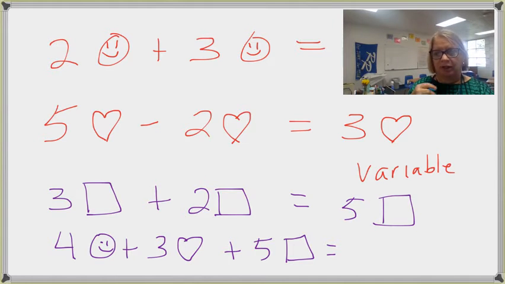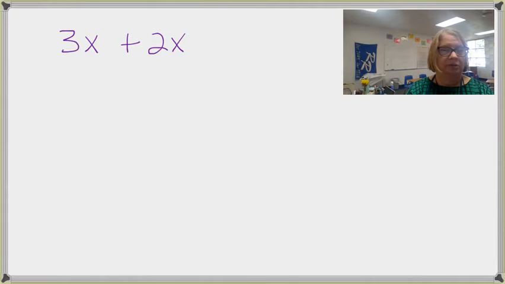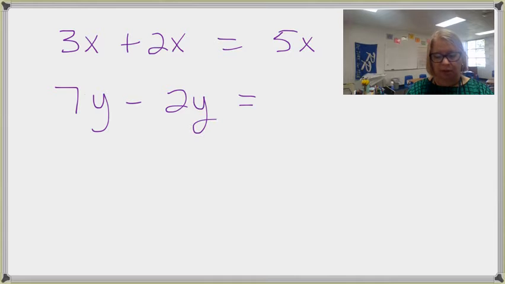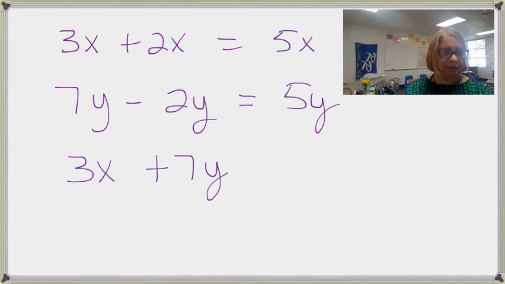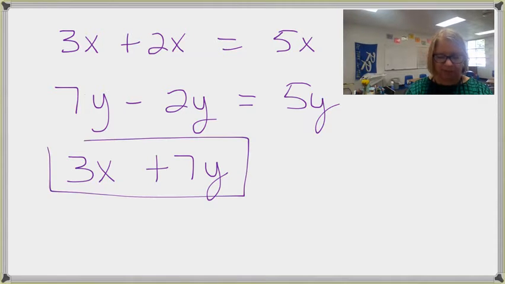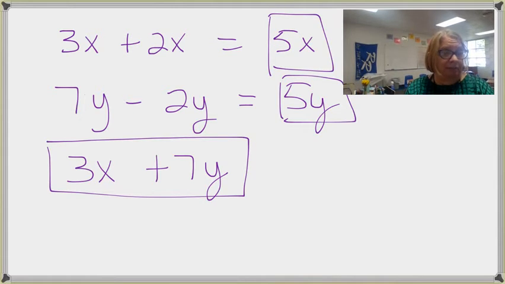So this is an algebraic concept called combining like terms. In algebra, instead of hearts or smiley faces, we might have something like 3x plus 2x. Since those variables are the same, we can add them together and make 5x. Or we might have 7y minus 2y, make that 5y. But if you had 3x plus 7y, you can't combine those because the variables are different. So this would be as simplified as that answer gets. Here we've got an answer of 5y, here we've got an answer of 5x, but here we can't combine them.